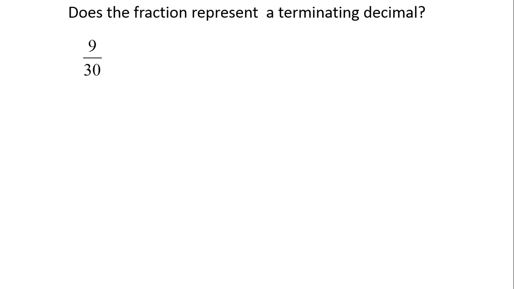How about 9/30ths? Does that represent a terminating decimal? Now remember, the first thing we have to do is simplify this fraction. So 9/30ths is not simplified. We can divide numerator and denominator by 3 and simplify this fraction to 3/10. Now look at the denominator, it's 10. We want to check to see what the prime factors of 10 are. And since 10's only factors are 2 and 5, this fraction will terminate if we write it as a decimal.